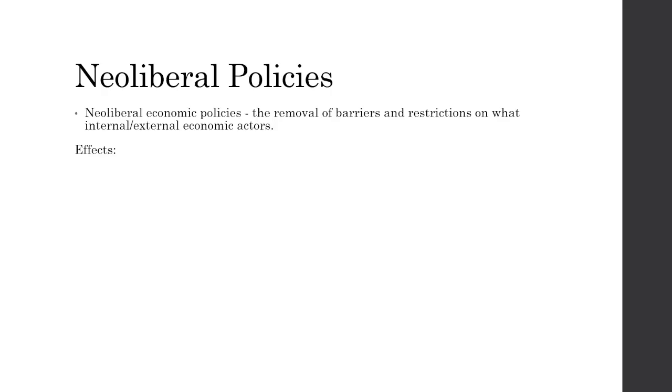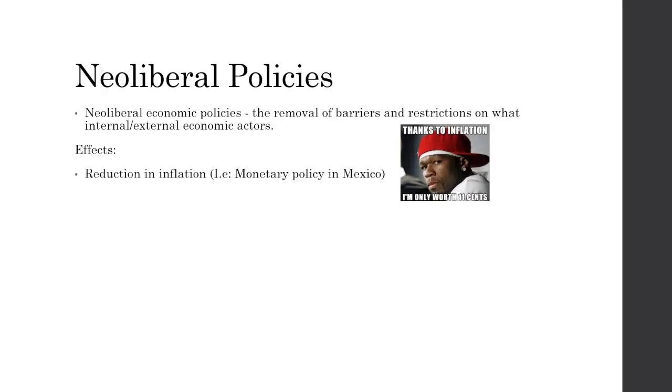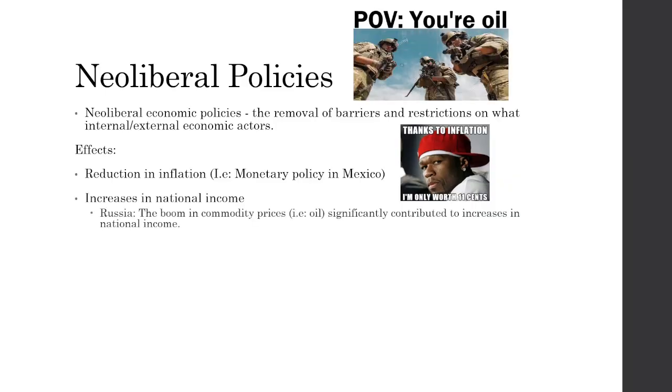So the effects of these neoliberal economic policies, basically limiting barriers and restrictions on the economy. The effects of these is a reduction in inflation. So Mexico has passed monetary policy to reduce inflation. We can see increases in the national income. So in Russia, the boom in oil commodity prices has contributed to an increase in national income.